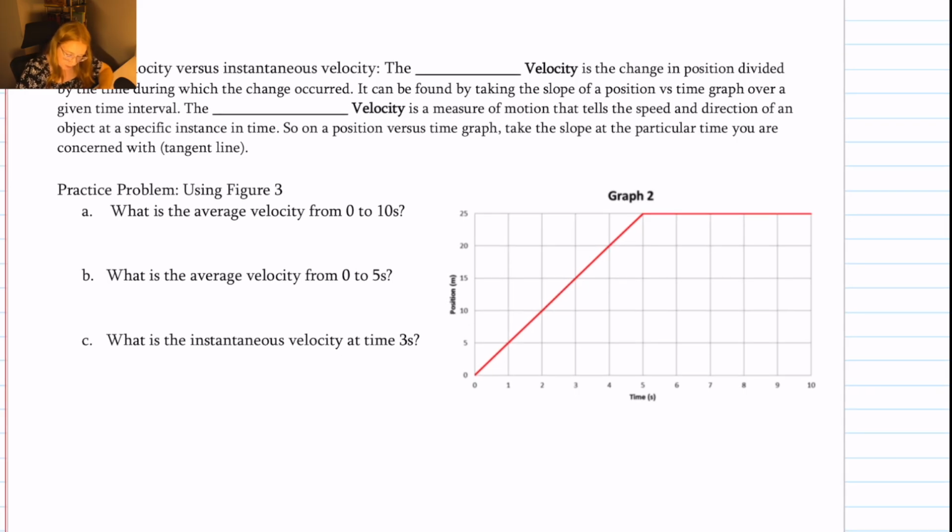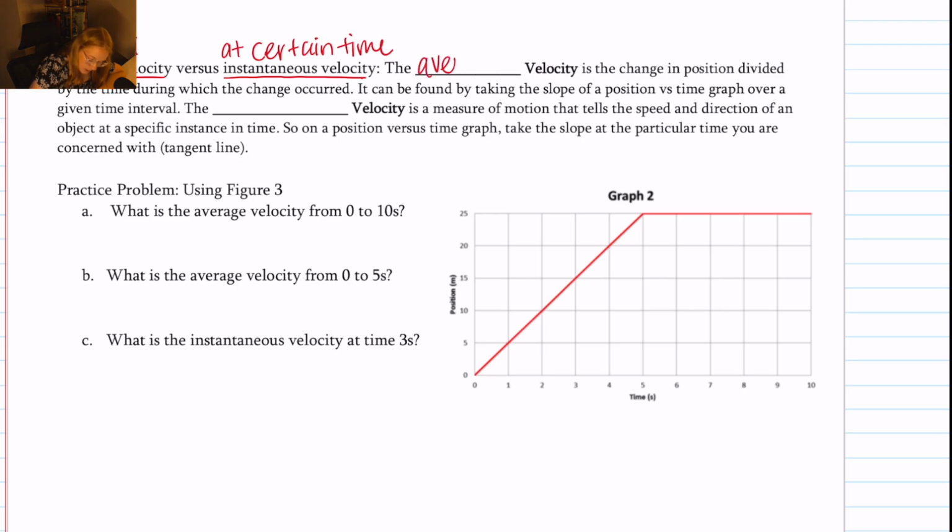So this is another position versus time graph. But there's kind of two ways they can ask about velocity. They could ask you for the average velocity, or they can ask you for the instantaneous velocity. Okay, the average velocity is the overall, how fast was she going? And instantaneous is at a certain time. In that moment, what was she doing? Okay.